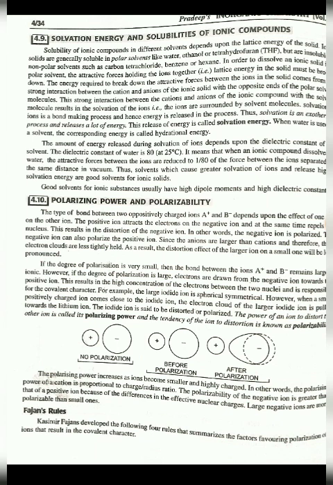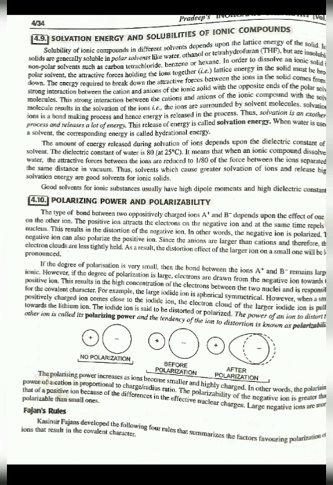Next, heading 4.10, polarizing power and polarizability. The type of bond between two oppositely charged ions, A positive and B negative, depends upon the effect of one ion on the other ion. The positive ion attracts the electrons on the negative ion and at the same time repels the nucleus. This results in the distortion of the negative ion. In other words, the negative ion is polarized.